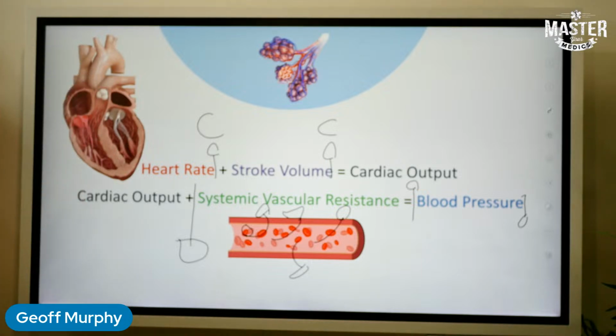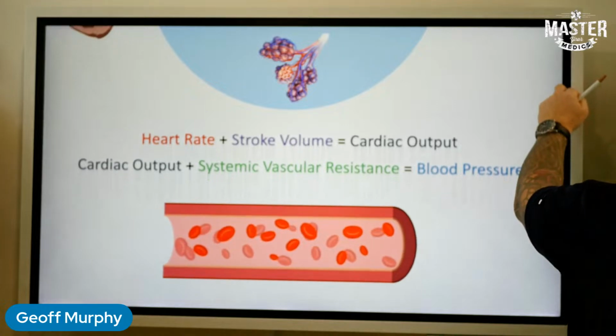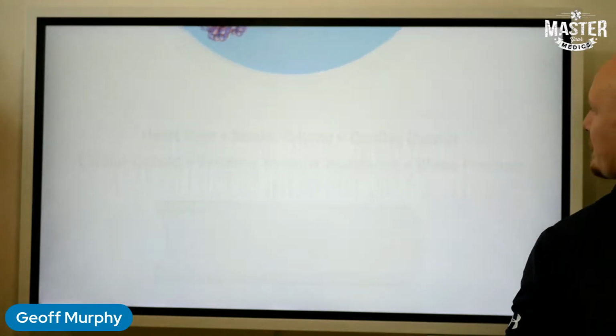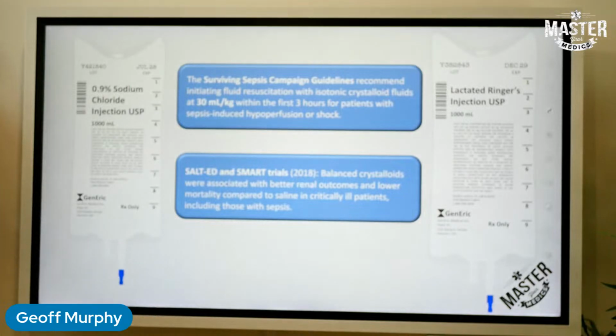Okay, so now that we know what's going on, let's talk about how we can manage it. Now, there's a few ways that we can manage this patient.